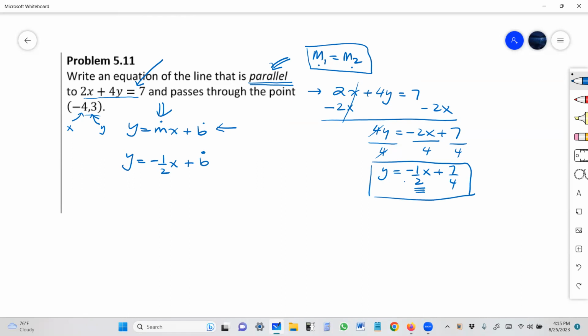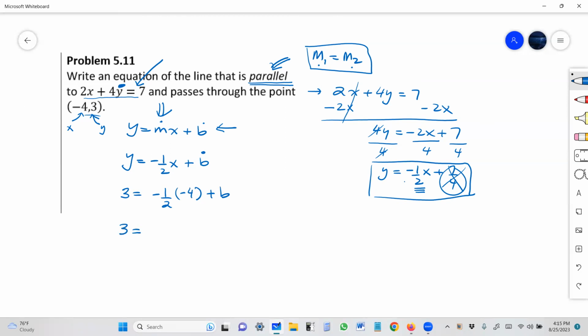Notice the b here is not this 7/4. This b is the b of this line right here. How do I find the b from my line? Using the point -4, 3. -4 is x. 3 is y. I'm going to make the substitution. And as before, I'm going to solve for b.